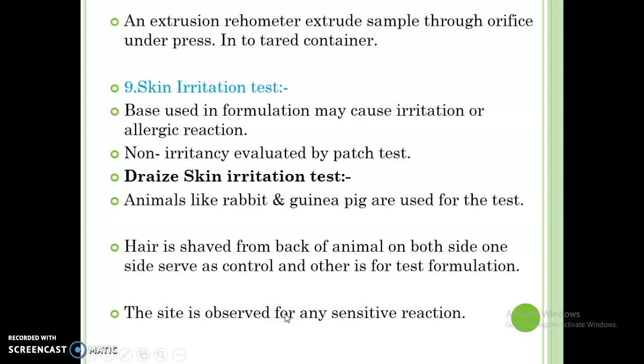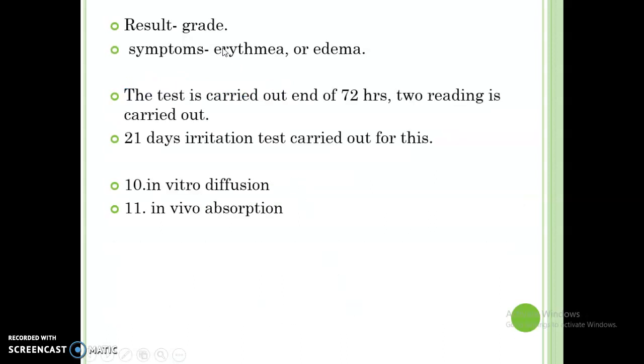The site is observed for sensitive reactions, and the results are obtained in grades, with symptoms like erythema or edema. We have to carry out this test for semi-solids such as ophthalmic ointment also. Erythema means redness of the skin, and edema is swelling. The test is read at the end of 72 hours, with two readings, and the irritation test is carried out for 21 days for this semi-solid preparation.